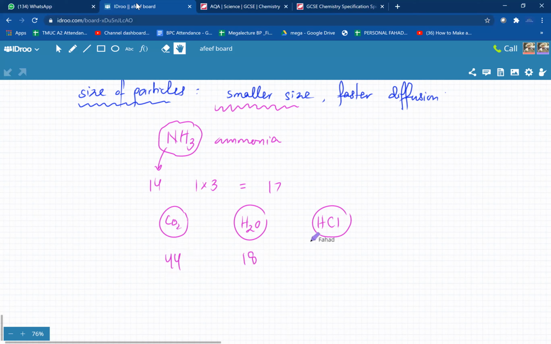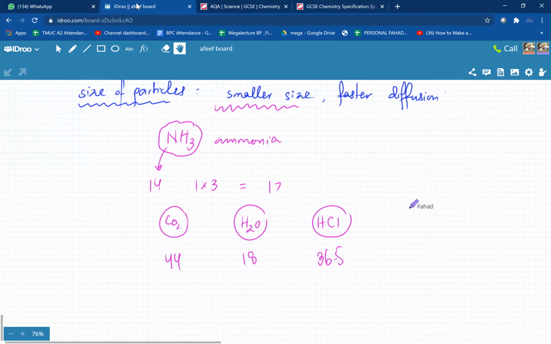Is that hydrochlorine? This is hydrogen and chlorine. It's called hydrogen chloride, or hydrochloric acid. It has two names. This will be 36.5.